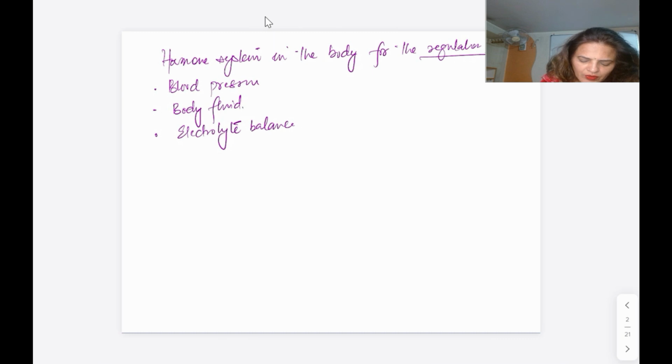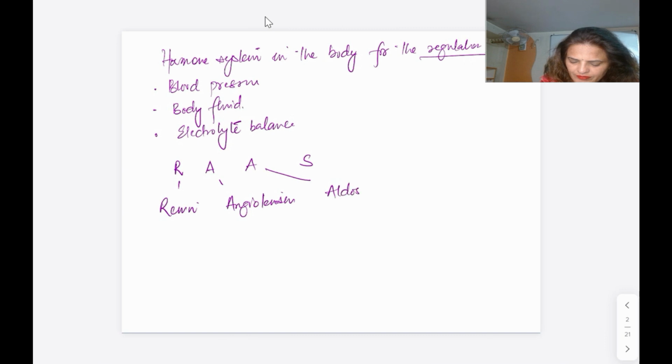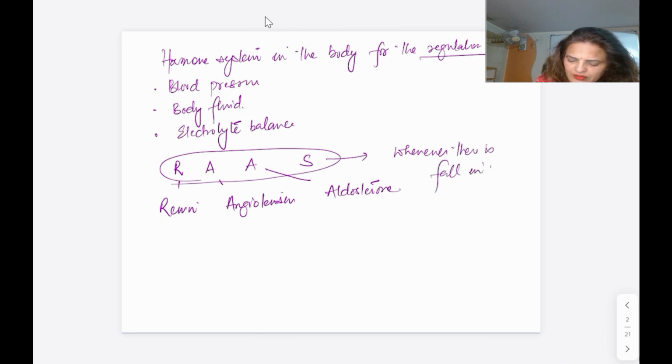The three things which are involved, if we expand, they are renin, then angiotensin, and the third one is aldosterone. So all these get activated in a sequence. Now how does this system get activated? It gets activated whenever there is, suppose, a fall in blood pressure or a decrease in body fluid.